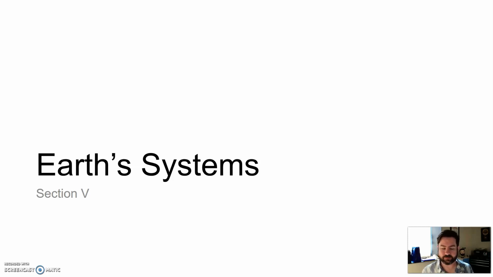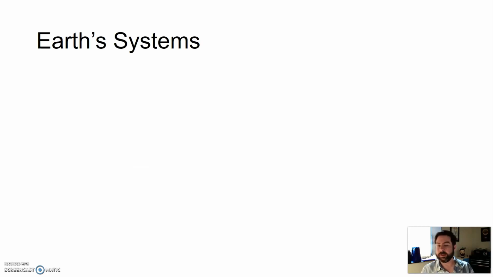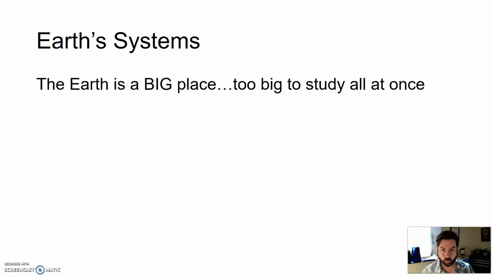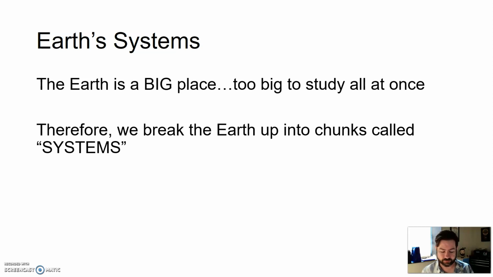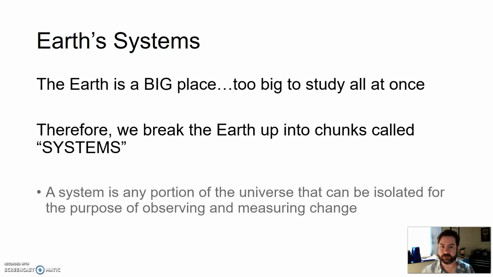So instead of just studying the whole Earth, we could break it down into what we call systems. And how do we do that? Instead of just looking at the whole Earth, we break it down into big chunks called systems. A system is defined as any portion of the universe or Earth that can be isolated for the purposes of observing and measuring change.